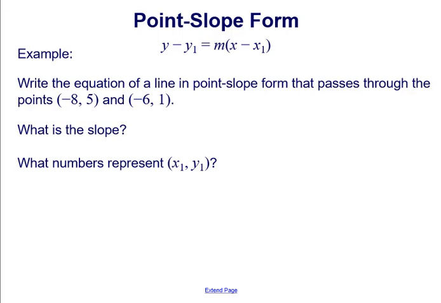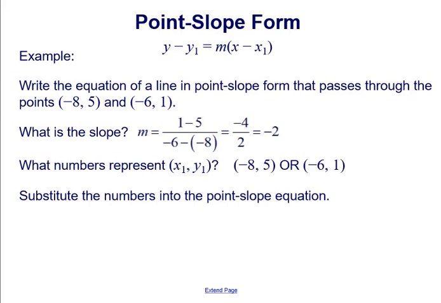Let's do another example just to make sure we understand this idea. We're going to write the equation of a line in point-slope form that passes through the points negative 8, 5, and negative 6, 1. First we need to know the slope, and then we need to know what numbers represent x1 and y1. The slope we can find using the slope formula. y2 minus y1 is 1 minus 5. x2 minus x1 is negative 6 minus negative 8, which is negative 4 over 2, which is negative 2. So m equals negative 2 for that line.